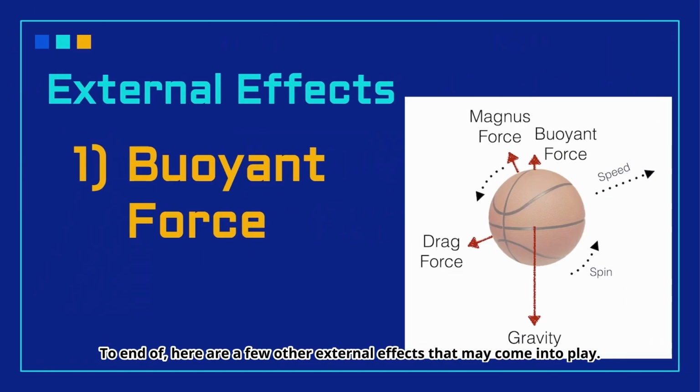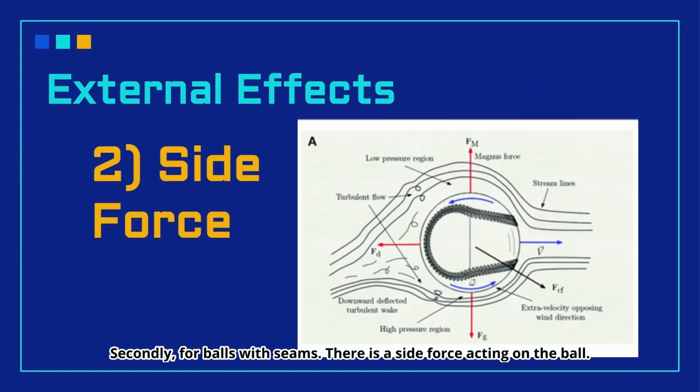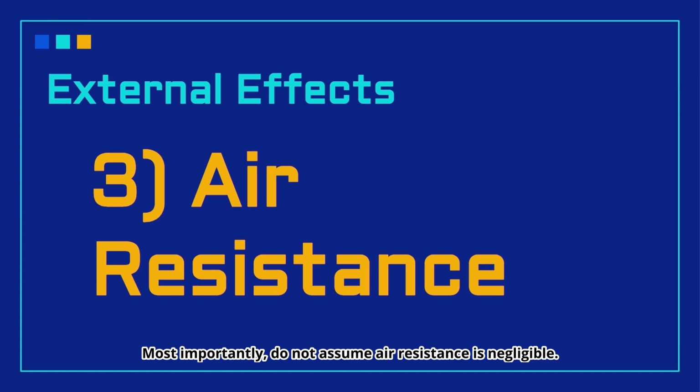To end off, here are a few other external effects that may come into play. Firstly, buoyant force. Drag force acting backwards may slow down a ball. Secondly, for balls with seams, there is a side force acting on the ball. Most importantly, do not assume that air resistance is negligible. Before we end, here is a simple experiment demonstrating the Magnus effect.